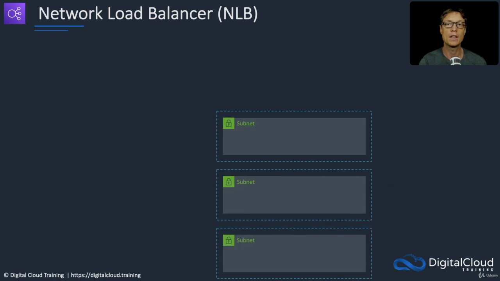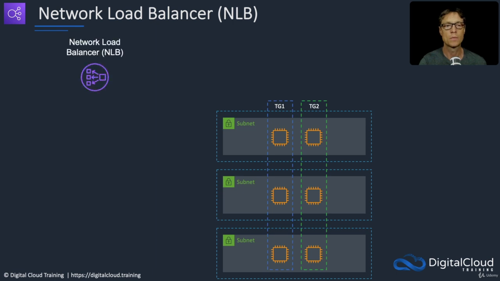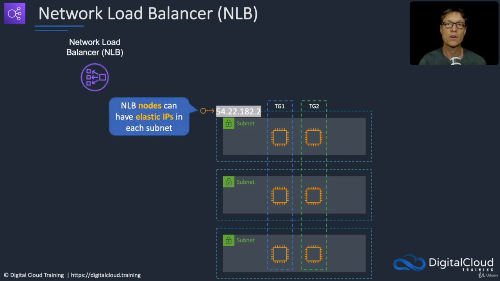Next up, we've got the network load balancer. So we've got the same configuration. In this case, we've just got 2 target groups. The NLB is running, and we've provisioned elastic IPs for the nodes in each subnet. So the way that elastic load balancing works, whichever load balancer you're using, is what we're depicting here is actually the logical representation of the load balancer.